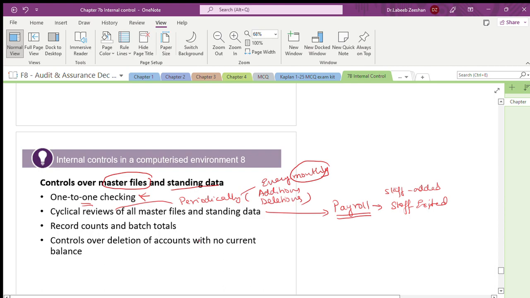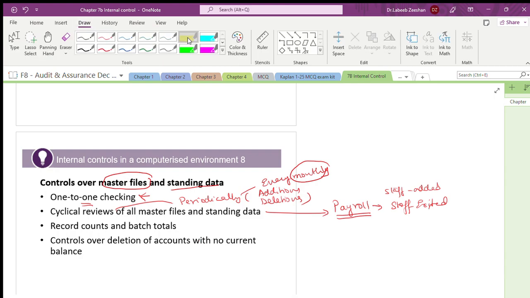Cyclical review of all master files, because when we are making a payroll, it is based on the people who exist on the records. Some people have been added, fine. Some people have resigned, fine. You have to take that into consideration. I am repeatedly saying this point because we are going to use it whenever we are talking in terms of payroll.